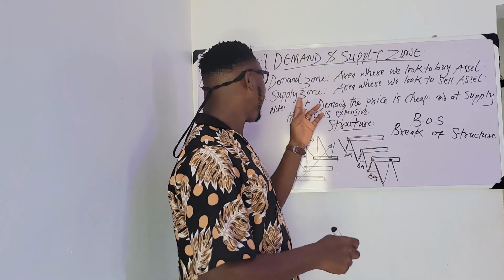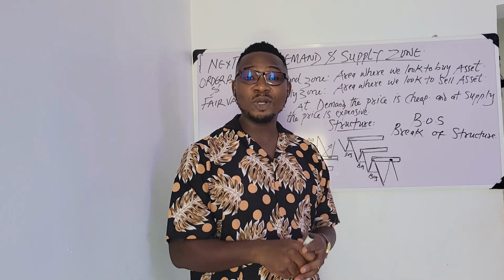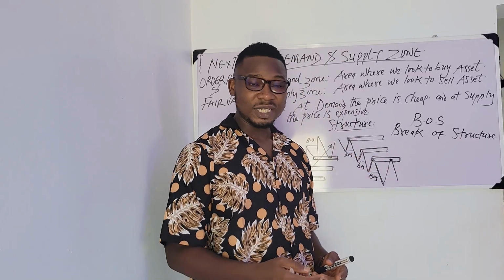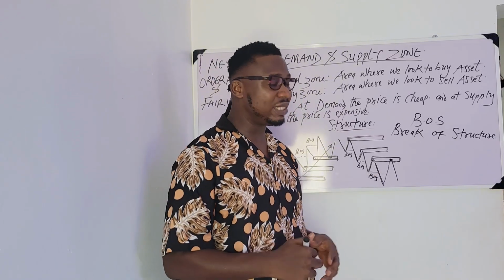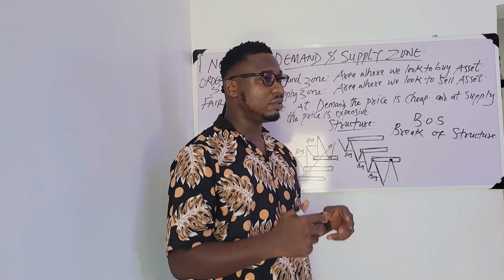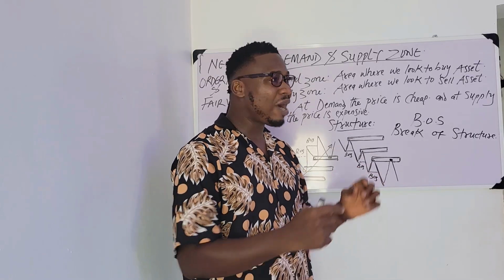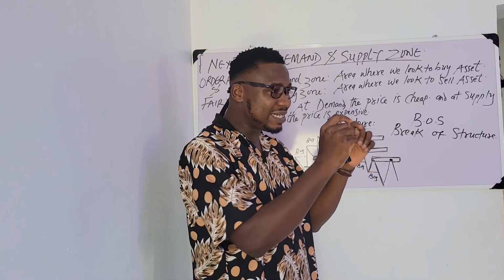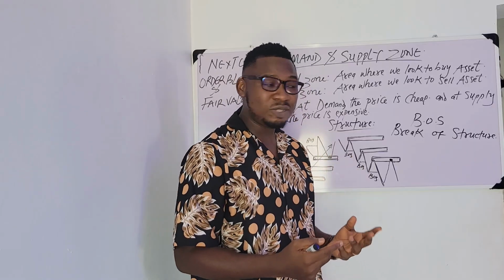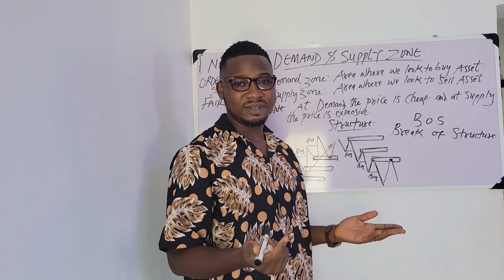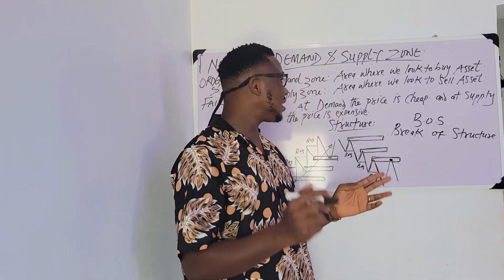Okay, so that is demand zone. And then a supply zone is simply the opposite of a demand zone. A supply zone is an area where we are looking to sell an asset. You want to sell Bitcoin, you're already holding Bitcoin. Maybe you bought Bitcoin at like $100 and you're holding it in your exchange, and then the current price of Bitcoin is now $1,000. It is expensive. So at that range, at that price level, it is good for you to sell. So you sell when the price is expensive. Selling is always done at a supply zone.